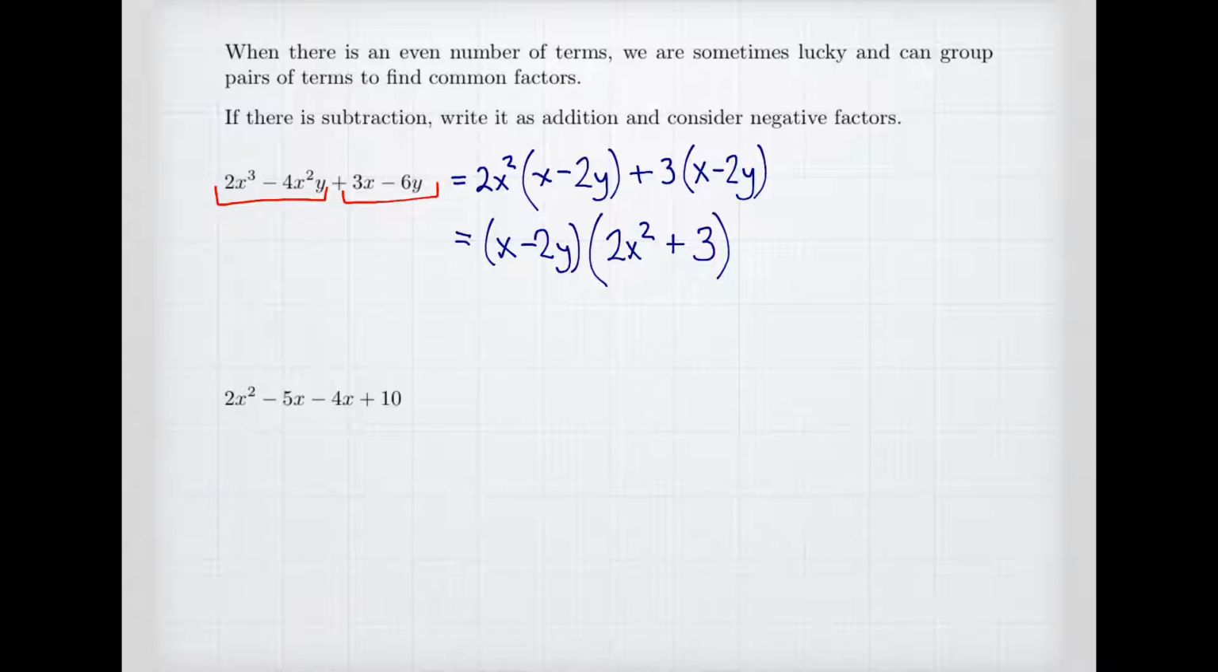Alright, so let's look at a second example. Notice that this time I do have that negative sign. I'm going to have to think about how I do this so that I get an addition. Let's write it out. This is going to be a sum of 2 pairs. And the first pair is 2x squared minus 5x. And I want to think of this as addition. And I've got minus 4x plus 10.